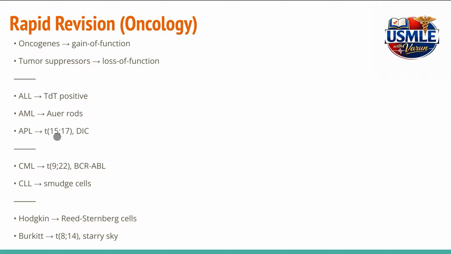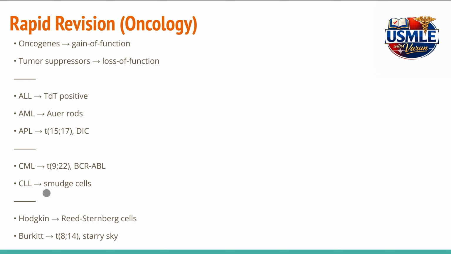APL is concerned with t(15;17) translocation and promyelocytes. It's also associated with disseminated intravascular coagulation. CML is associated with t(9;22) translocation, which is also involved with a characteristic Philadelphia chromosome, and the fusion protein is commonly BCR-ABL. So whenever there's fusion protein BCR-ABL, it leads to increased carcinogenesis.